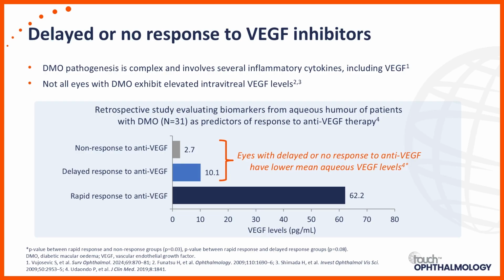In this study, you can see that eyes with normal and low acute VEGF level will have a delayed or no response to anti-VEGF. On the other hand, we know that we have interleukin 6 and other cytokines that are elevated, increased in patients with DME. So it is really important to treat these inflammatory cytokines. And for that, we are going to use steroids.